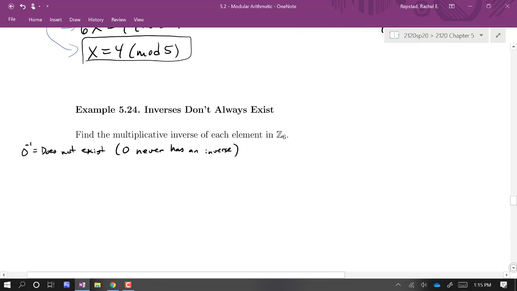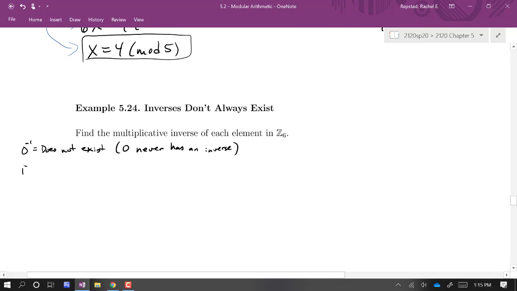And then, let's see, we're in Z6, so we're going to go up to 5. The other things we know is that 1 is always its own inverse, so I know that's 1. And then the last integer is always its own inverse. So the inverse of 5 is 5. We can check that. 5 times 5 is 25. That's 1 more than 24, which is a multiple of 6.